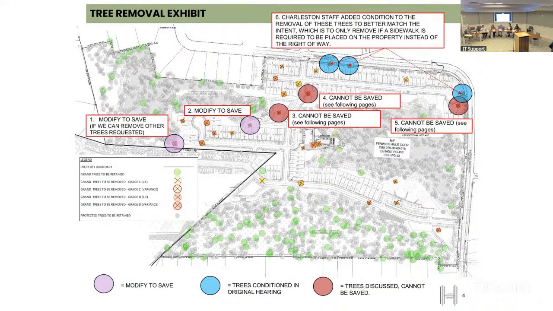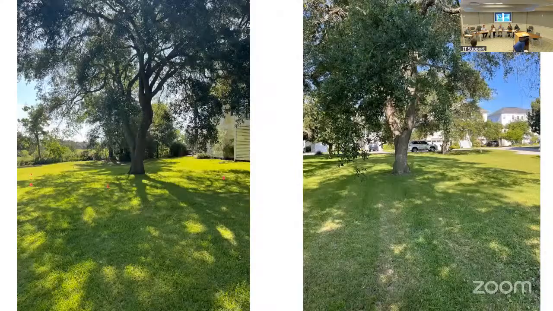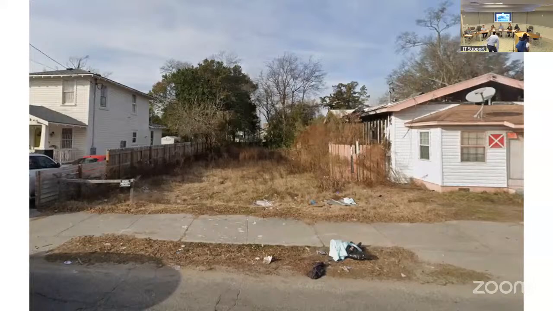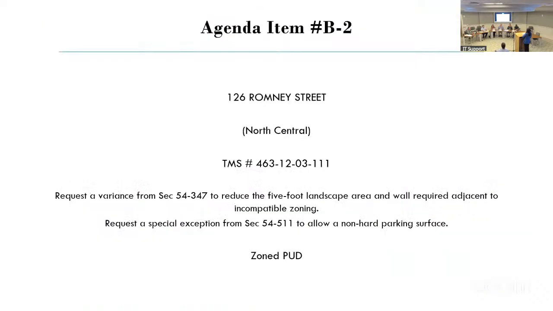All right. We'll now move on to item B2. B1 was deferred by applicant. Item B2 is 126 Romney Street. It is north central. The TMS number is 463-1203111. Zone CT, Council District 4. Requested variance from section 54-347 to reduce the 5-foot landscape area and wall required adjacent to incompatible zoning, and a special exception from section 54-511 to allow a non-hard parking surface. Eric.